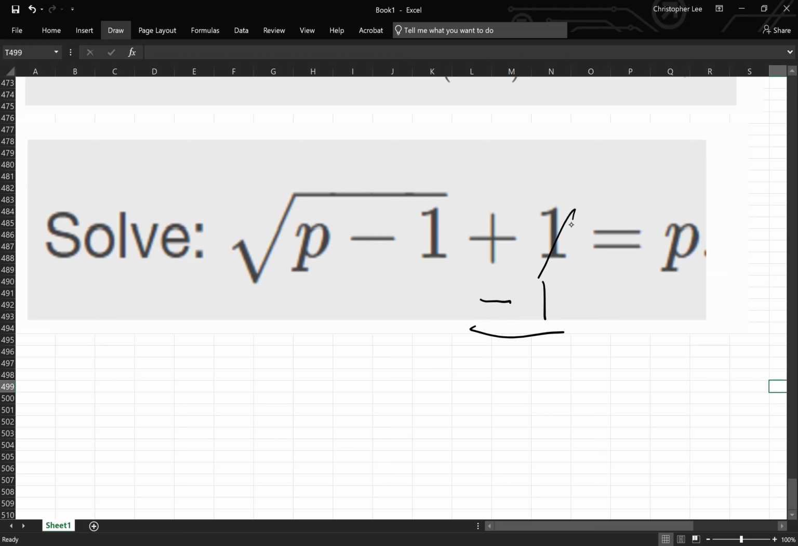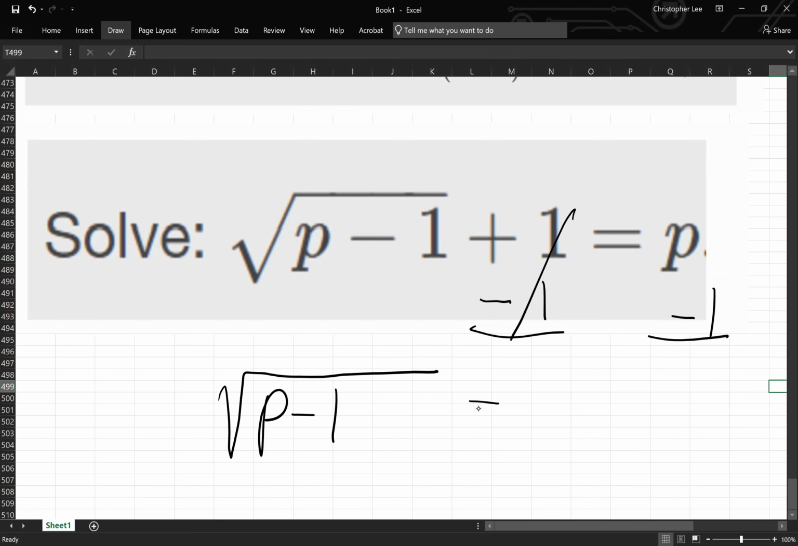Okay, yes. Subtract one. And what you do to one side, you do to the other. Sorry about that delay. So we have the square root of p minus 1 is equal to p minus 1. I want to get rid of the square root that's bothering me. How do I get rid of it? Right. I'm going to square this to get rid of the square root. But you know what I do to one side of the equation, I have to do to the other side of the equation.